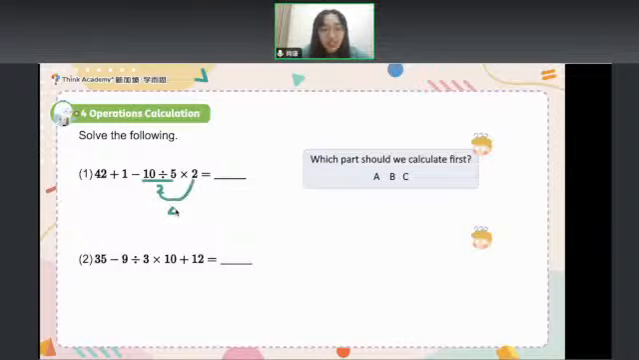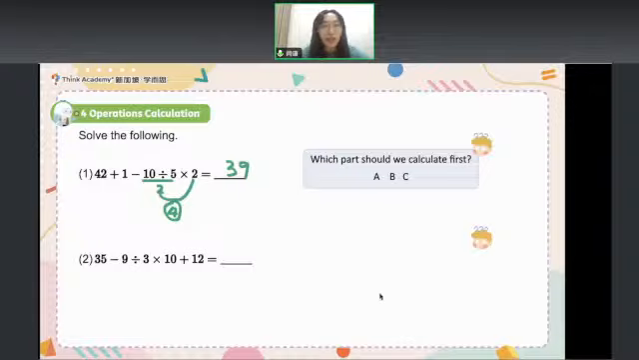So actually see that for the last part, 10 divided by 5 and then times 2, you can see that the result of this part is 4. So following this, we just start from the left side to the right side, like 42 plus 1 and then minus 4. So everyone, could you please tell me what is the final answer for the first one? What is it? Yes, correct. That is 39, right? Okay, so 43 minus 4, you can get 39.